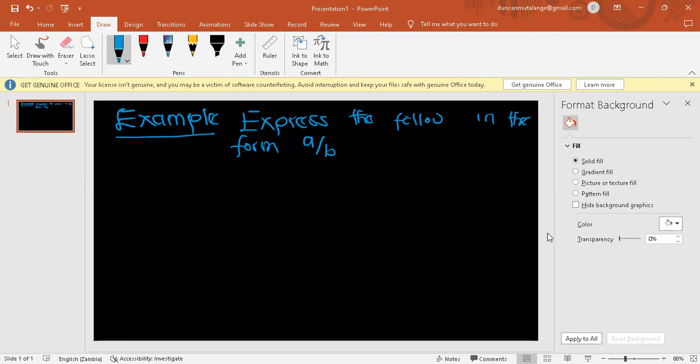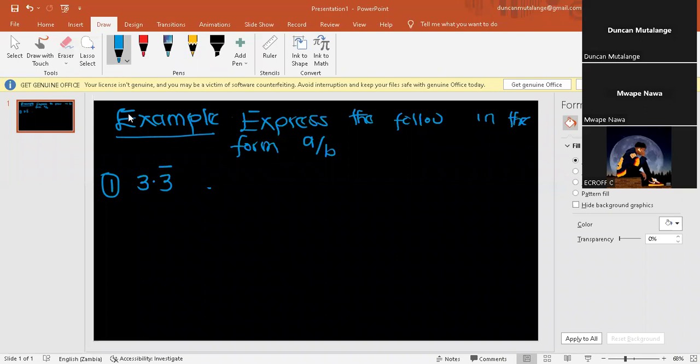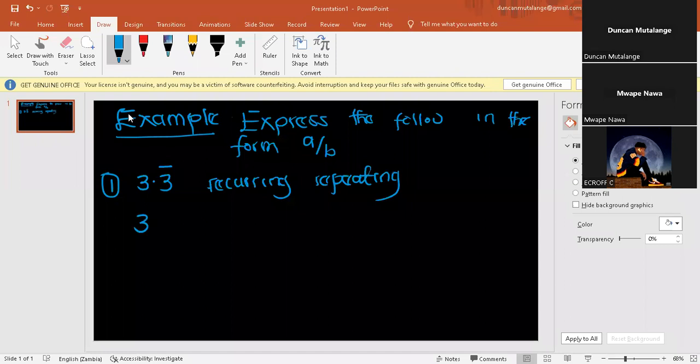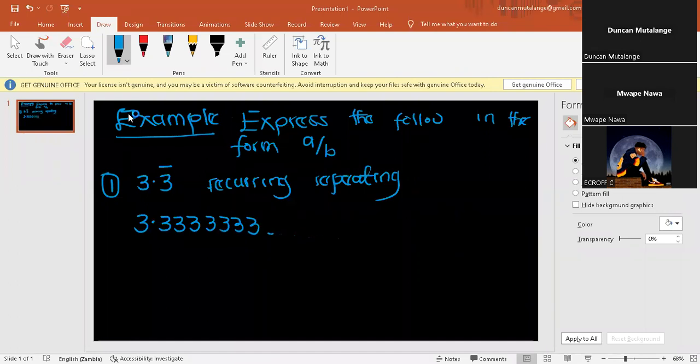Okay, so let us have the first one, which is going to be 3.3 bar. Whenever you see this bar on top, it just means recurring or repeating. If we have 3 bar, that means we have an endless number of threes, continuing on and on and on. If the threes are repeating, you just write it as 3.3 bar.